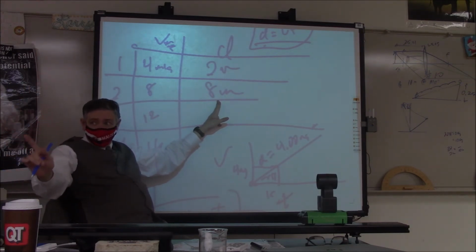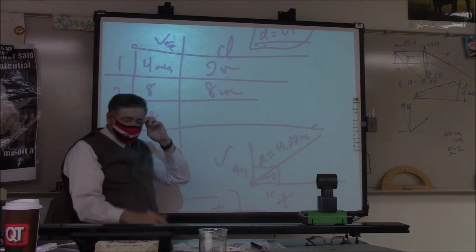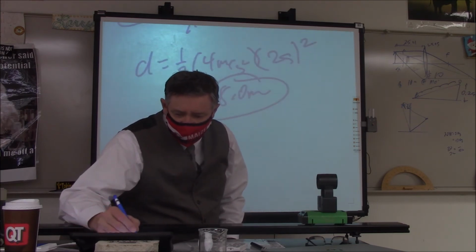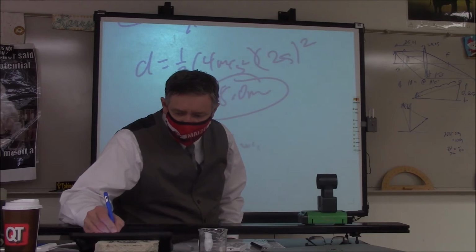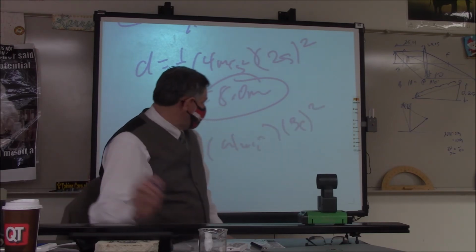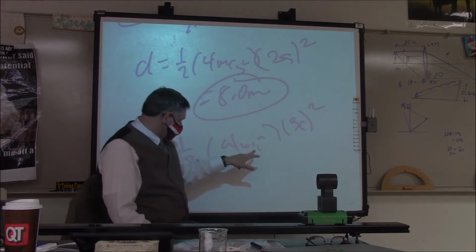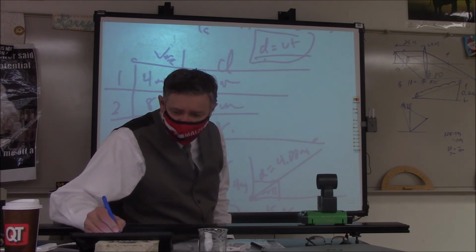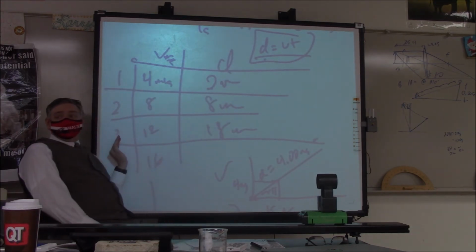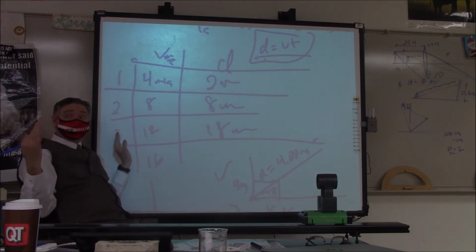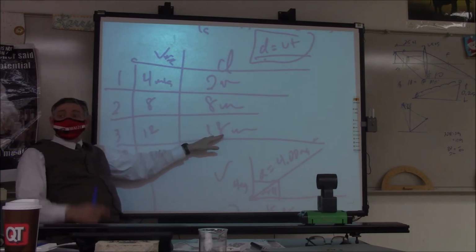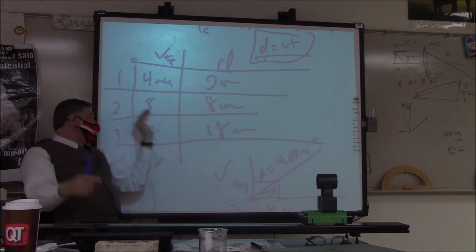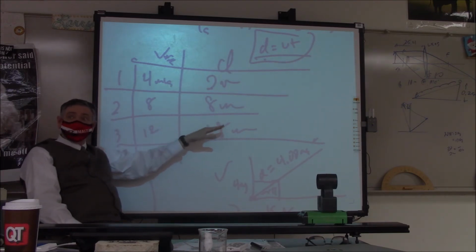Okay? Got that? Now, if I go to 3 seconds, I'm going to have 1/2 times 4 meters per second squared times 3 seconds squared. 3 squared is 9. 9 times 4 is 36. Half of that gets me 18 meters. Now, look what happens. I tripled the time, from 1 second. Notice that my distance traveled goes up by a factor of 9 because it's t squared.